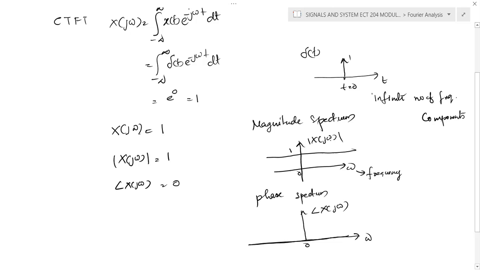Okay. So it's a very interesting fact. In the time domain, the signal exists only at t is equal to 0, but in the frequency domain, if you observe the signal, it contains all the frequencies. That's the importance of the impulse signal.